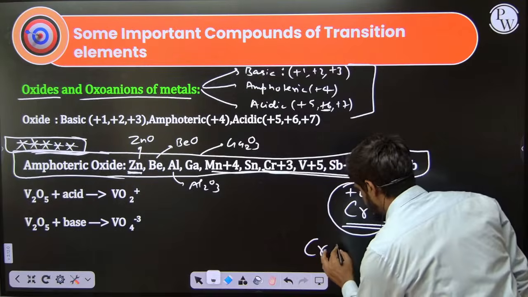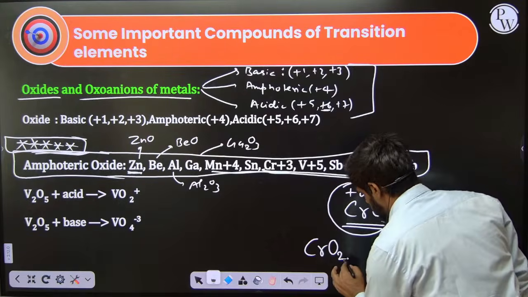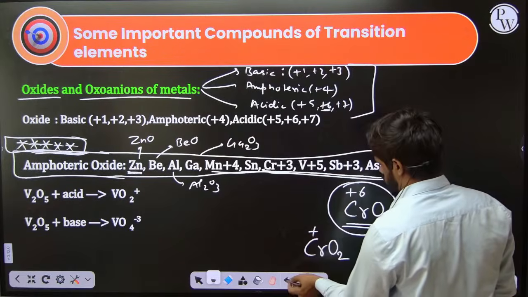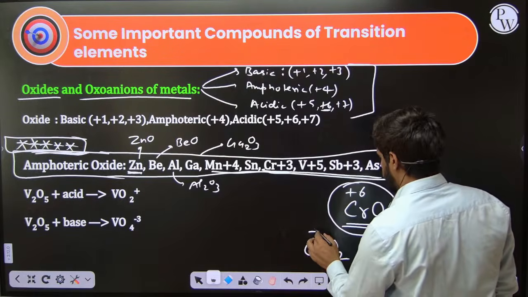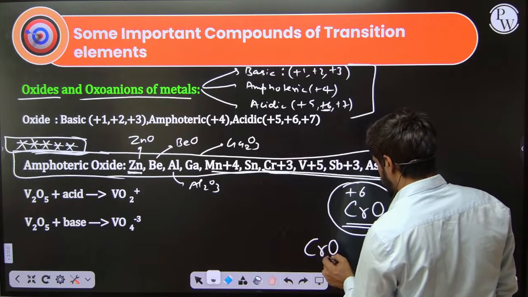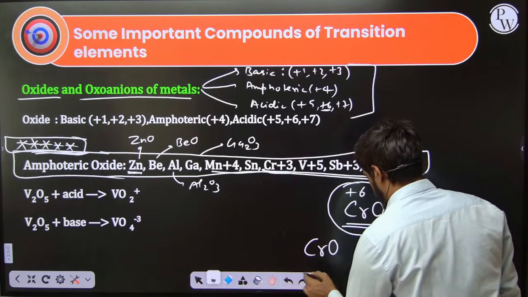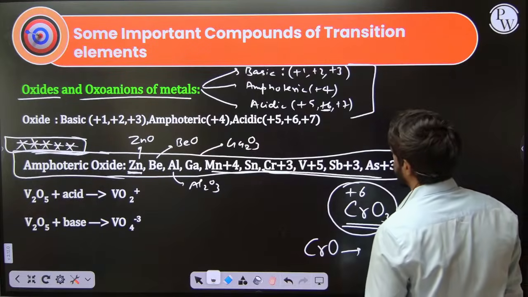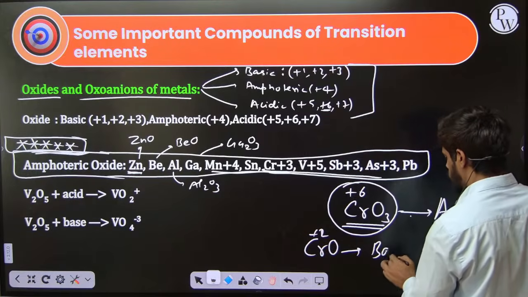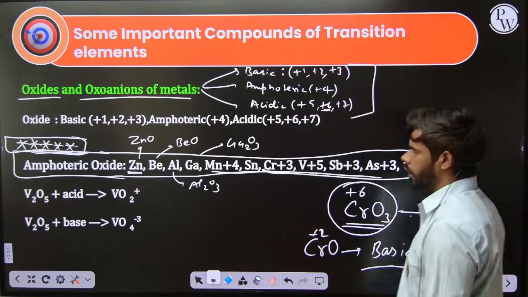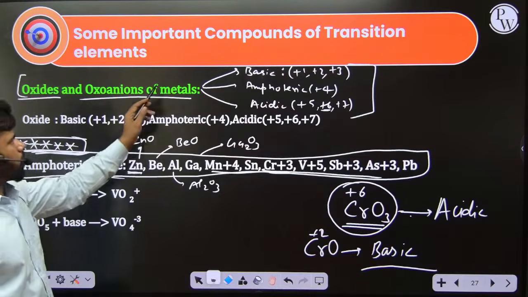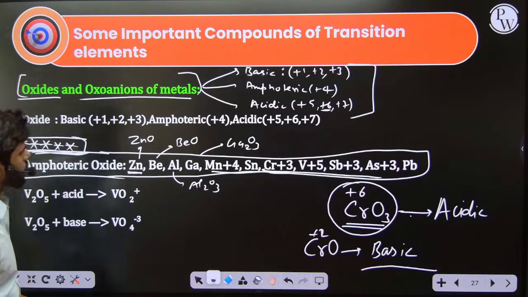Suppose it is given that it is CrO2. CrO2 has an oxidation state of +4. Suppose it is CrO, it is given, so it is +2. We can say it is +2 and basic in nature. So in this way we can find the nature of oxides and oxide anions.